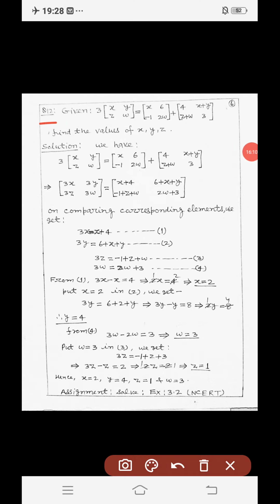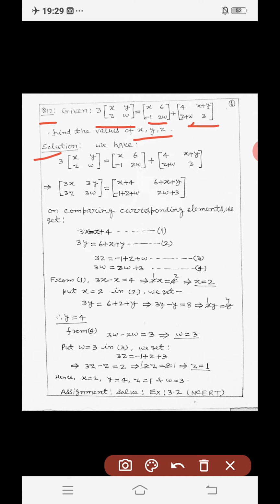Question number 12. Given 3 into a matrix having elements x, y, z, w equal to a matrix having elements x, 6, -1, 2w plus another matrix having elements 4, x plus y, z plus w, 3. Find the values of x, y, z and w.